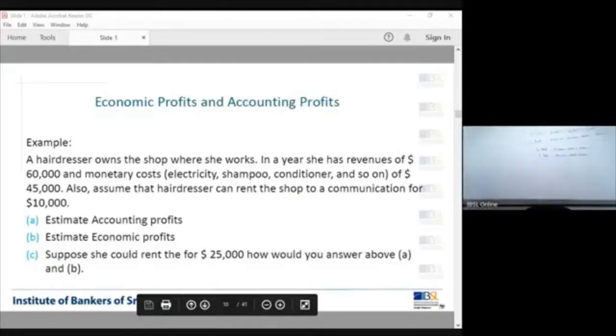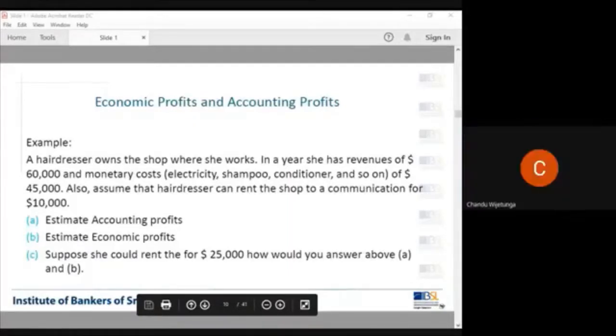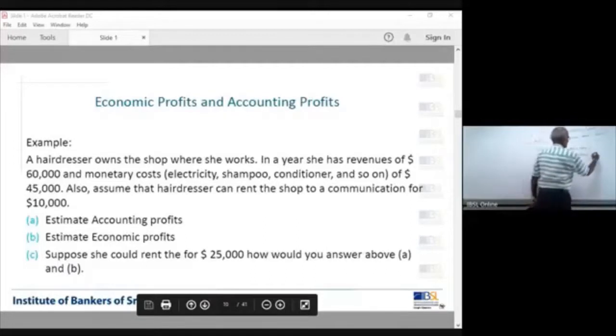Then what will happen? Then we have a problem. 45,000 plus 25,000 is 70,000. 60,000 minus 70,000 is minus 10,000. Correct? Yes. So economic profit is minus 10,000. Good.